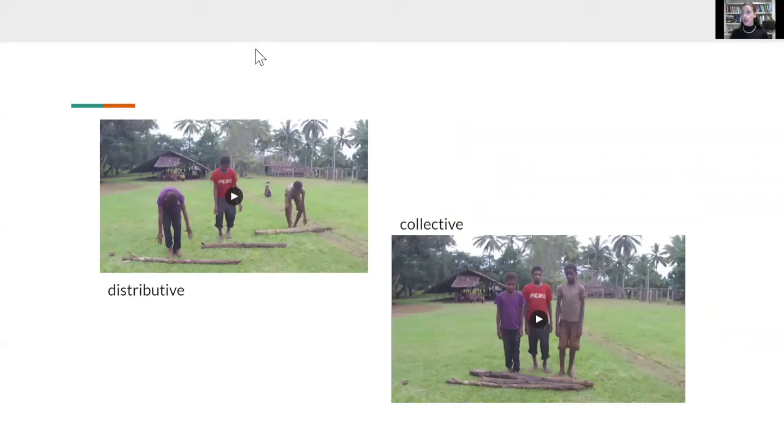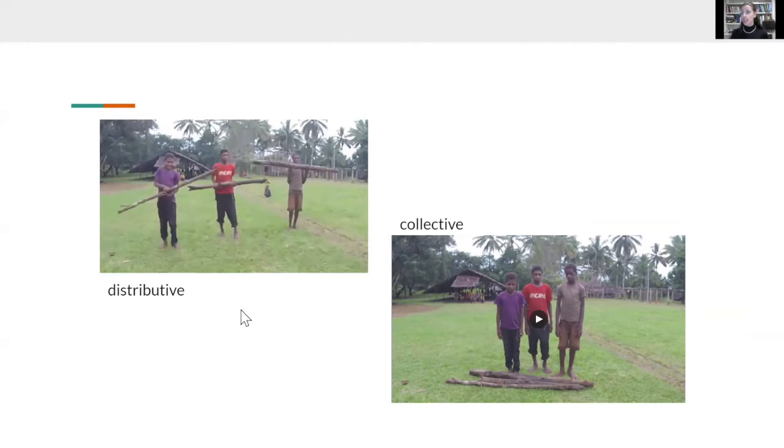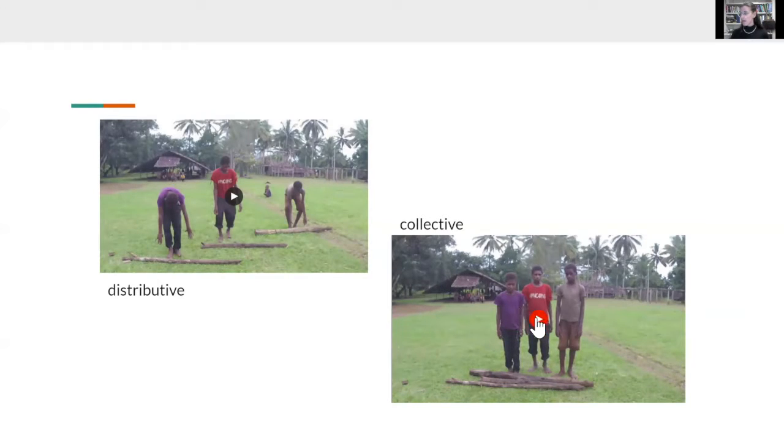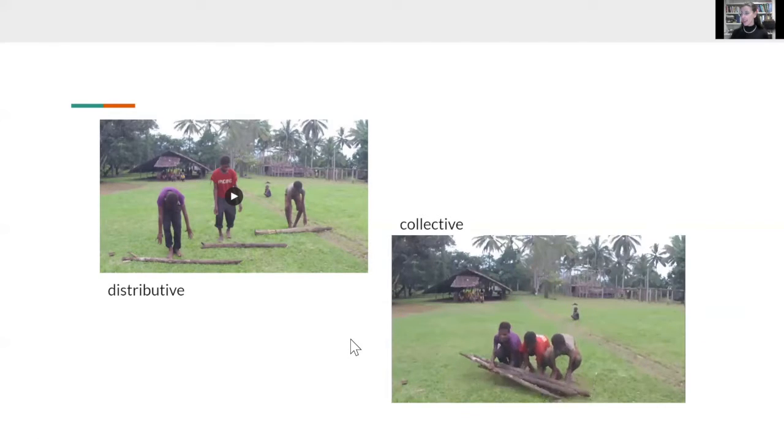And so here you can see 2 examples of the video stimuli. There's 3 boys picking up 3 logs in a distributive type fashion, 3 boys picking up 3 logs collectively.